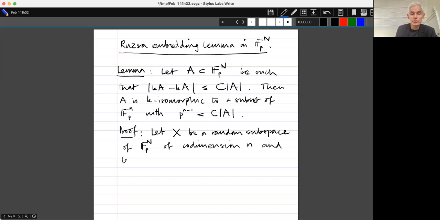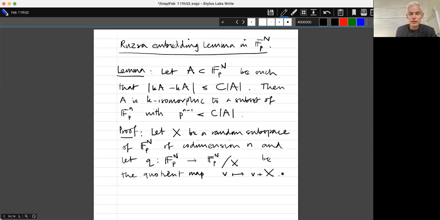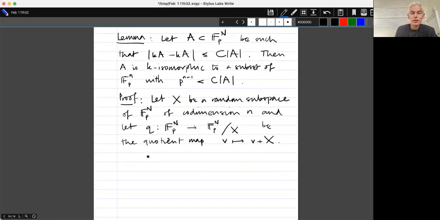And let q from F_p^N to F_p^N quotiented out by X be the quotient map. So it takes v, let's call it, to v plus X. Now my claim is going to be that with positive probability, q is, so over here, this quotient space is just a copy of F_p^n, because X had codimension n. My claim is with positive probability, q is going to be a Freiman isomorphism of order k.